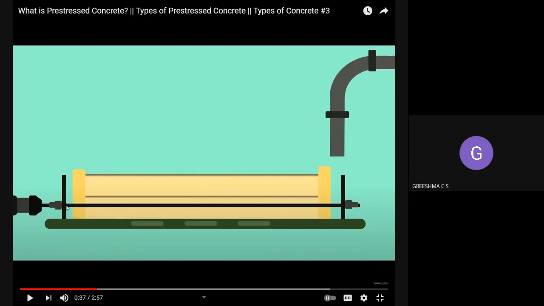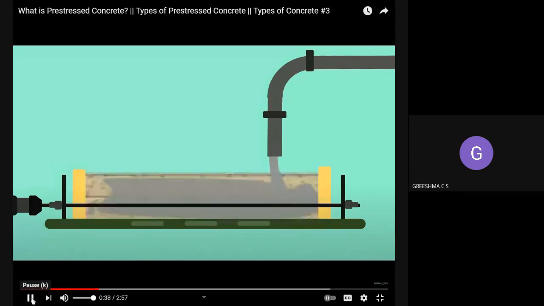You can see at the bottom portion, tendons are attached. Tendons means a group of steel bars which are bonded together as a single unit, to act as one unit. If you see the cross section of this tendon, it will have some 8 or 10 steel bars. The steel bars are provided at the bottom portion, and you can see they are anchored at both ends.